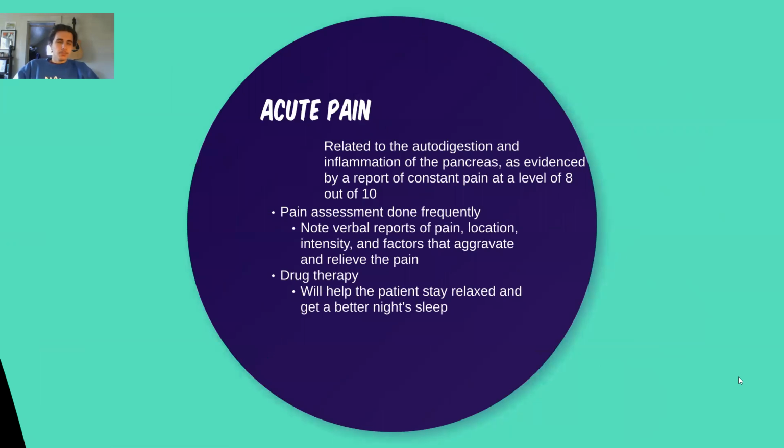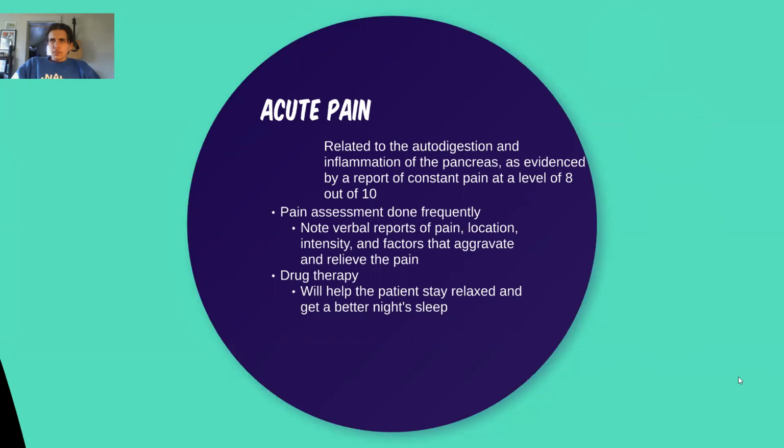Then for pain, so a lot of patients have pain in the hospital, but we're going to talk about acute pain related to the autodigestion and inflammation of the pancreas as evidenced by a report of constant pain at a level of 8 out of 10. Pain assessment is done frequently, so every time a nurse is in the room, they should be asking about his pain, anytime they give medications, but at least every 2 hours.